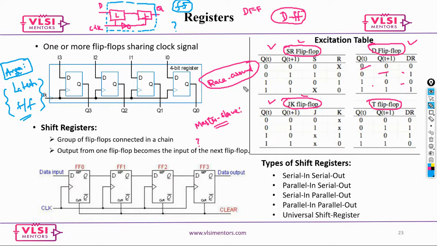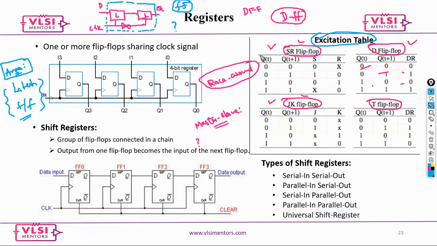Okay. Moving on to the next one. So, the excitation table. Any flop that you have studied would have something called an excitation table. Now, what is the meaning of excitation table? It is basically the relationship between your current output and the next output.